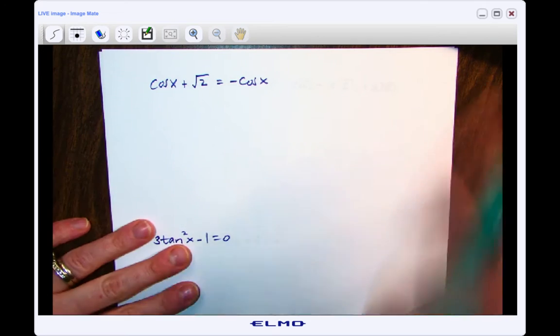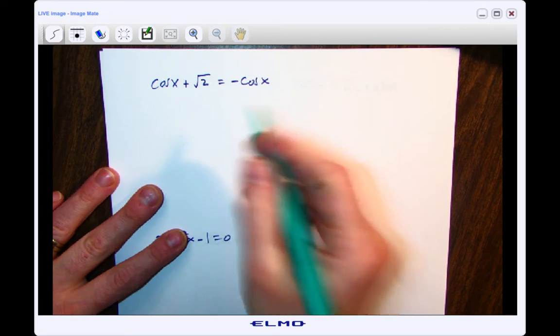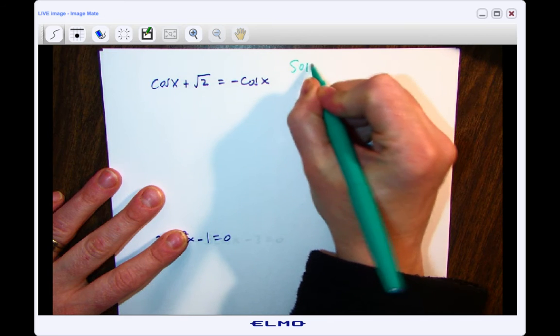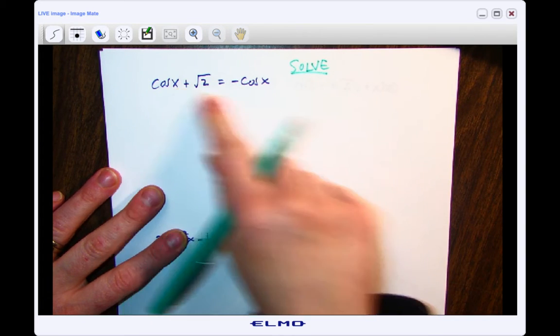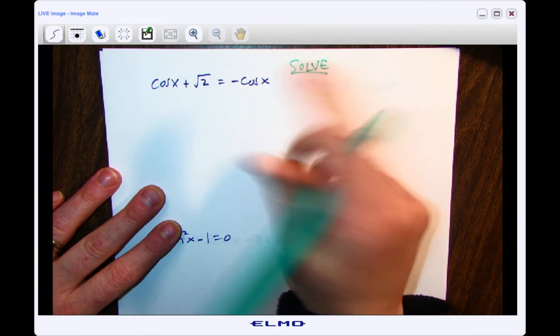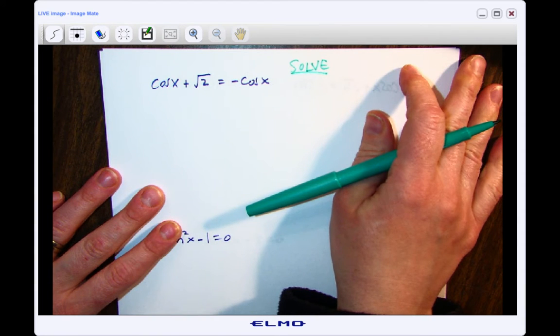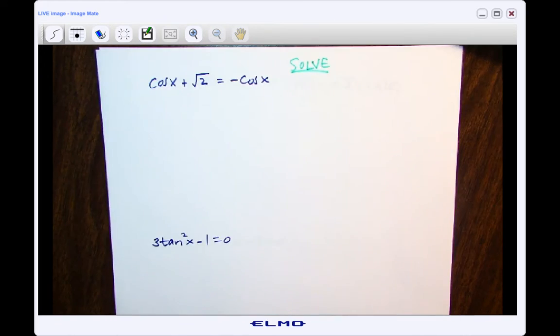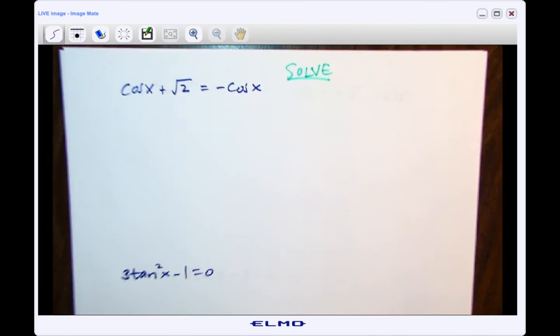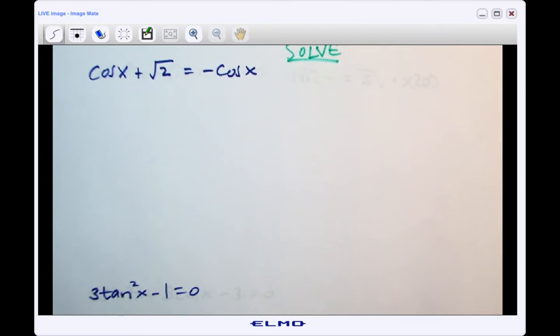So we'll start with this one. We're solving the equation. Solve means the same thing it always does. We're trying to find the value of x that would make this expression true, or whatever the variable is. Solve means find the value of that variable that makes it true. So that's what we're doing here too. We're trying to find the value of x that is going to make this true. In this case, it's an x.